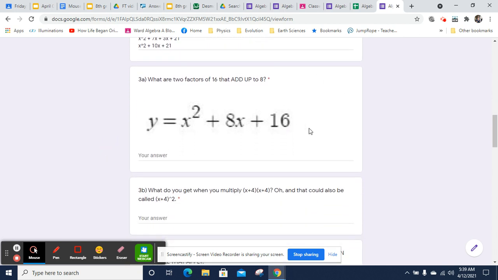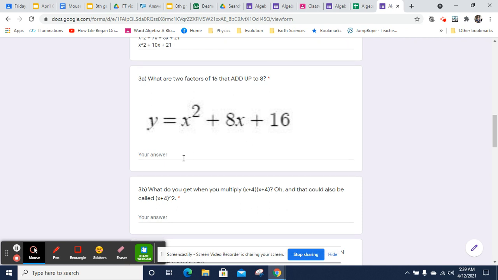What are two factors of 16 that add up to 8? Well, this one is a special case. Two factors of 16 that add up to 8 are 4 and 4. So in other words, we're going to be squaring 4 to get 16. 4 plus 4 equals 8.